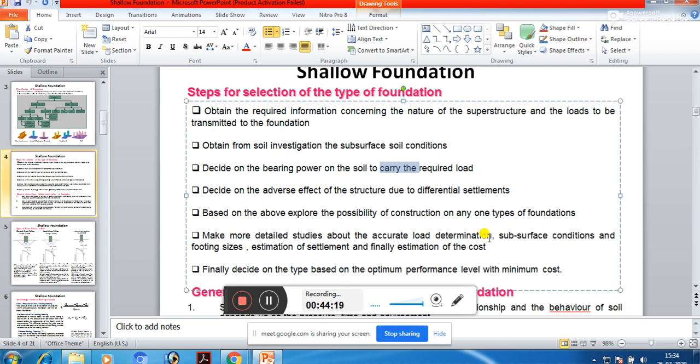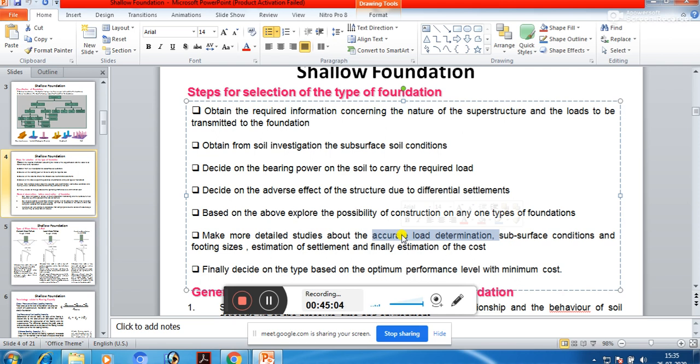So see, all these things are conceptualization. First you will have to conceptualize, because unless you conceptualize, you cannot go for detailed study, because you will have to tell your client which kind of foundation he may go for, and that kind of foundation will safely serve the structure he is expecting. So you will have to suggest to the client first, and then go for more detailed studies about the load determination, that means exactly how much load will be coming onto the structure. So accurate load calculation from the superstructure is very important.